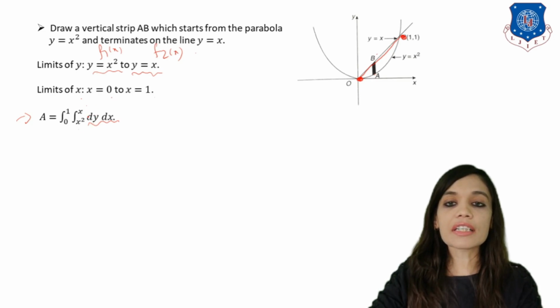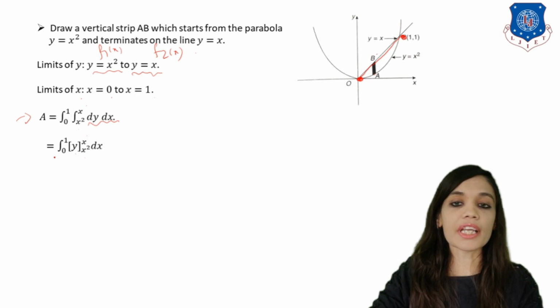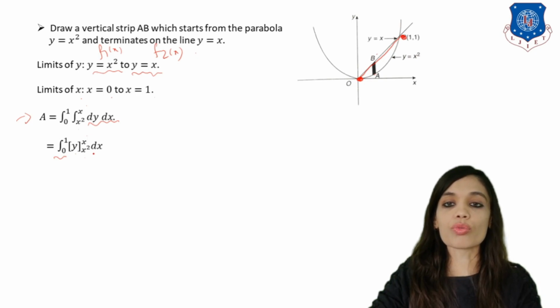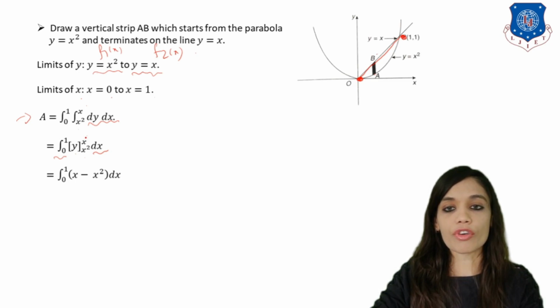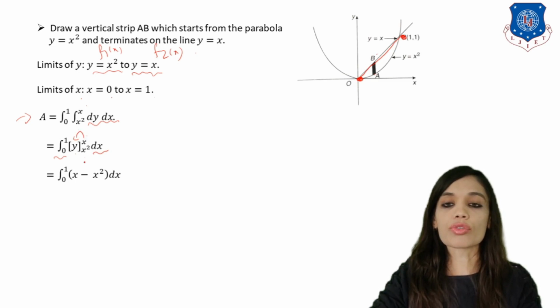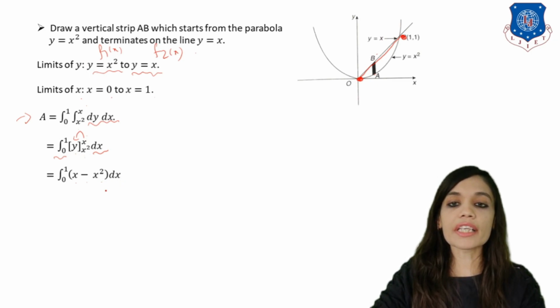Now firstly let us integrate with respect to y. Okay, so the answer will be y with limits x square to x, and this will remain as it is, that is integration 0 to 1 dx. Okay, so now let us put the limits in place of y. So put the upper limit, so you will get x minus the lower limit, that is x square, dx.